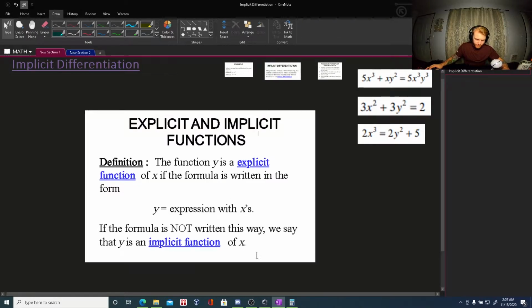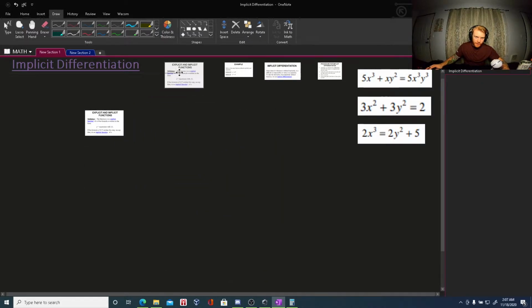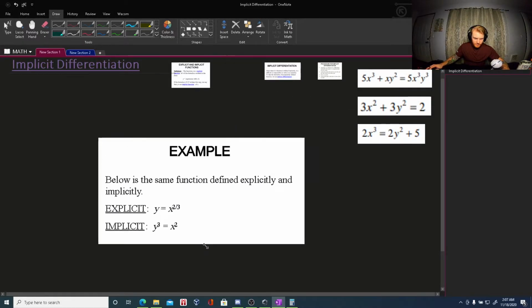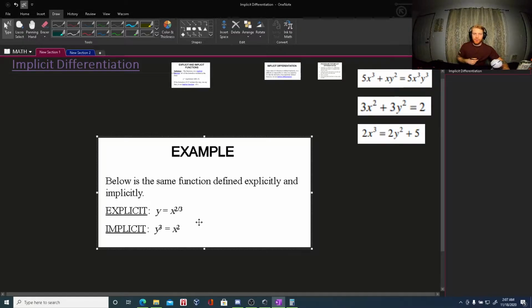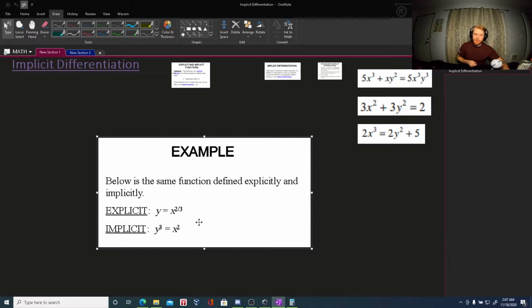So, kind of seeing what that looks like, a basic example is right here. You have y equals x to the 2/3 power. That's how it would look explicitly, but implicitly it might look like y cubed equals x squared.